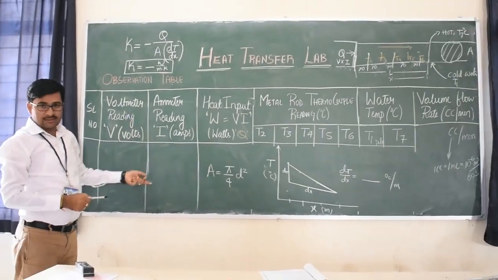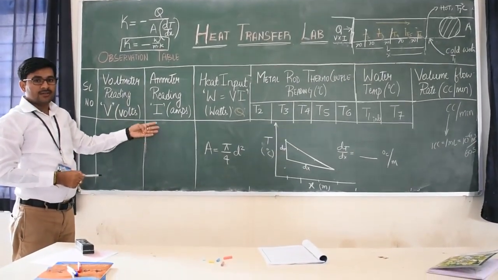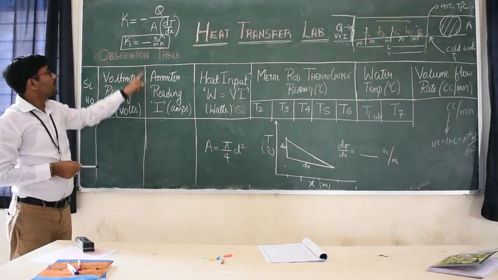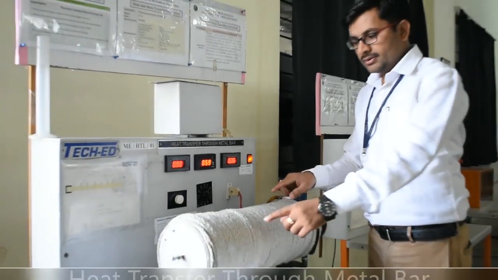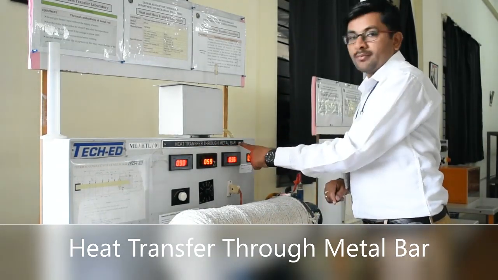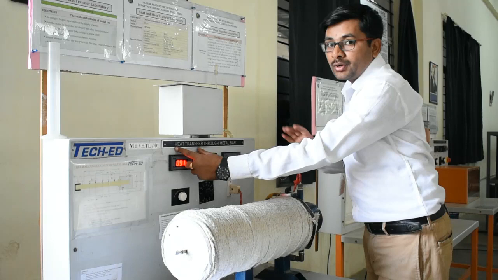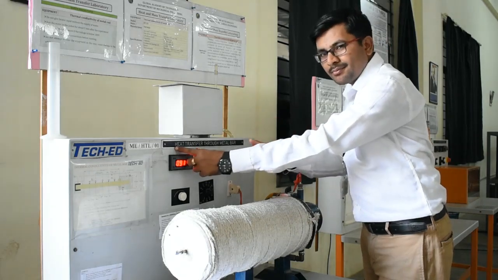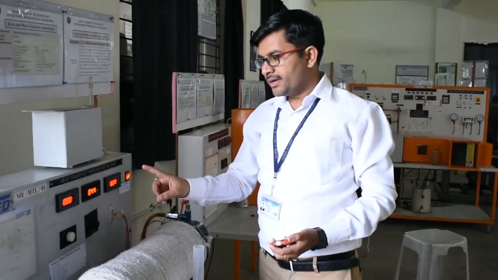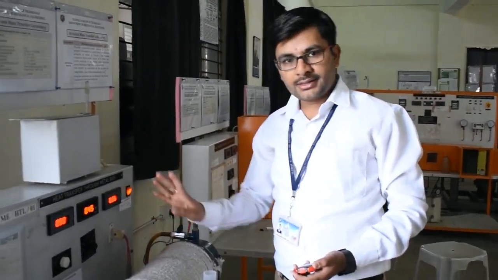Now, using the same method we discussed, we go to the experiment and check how to determine thermal conductivity. So this is the experimental setup. Heat transfer through a metal bar. The heat transfer is purely conduction. Convection will be there, but we are not considering convection. The aim of the experiment is to determine thermal conductivity.